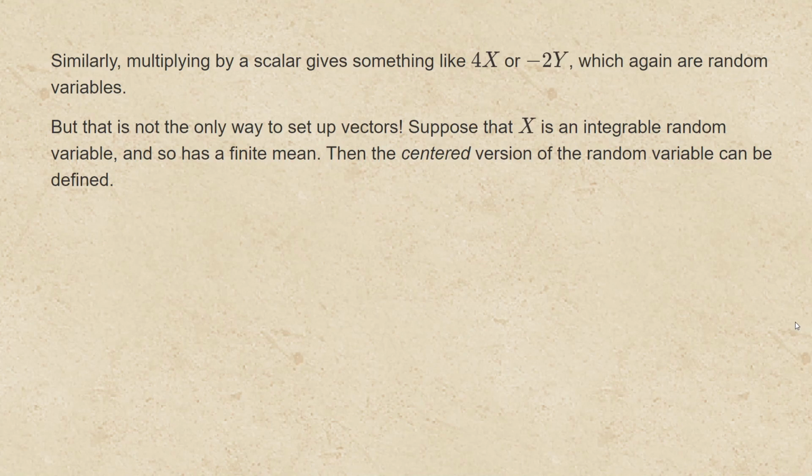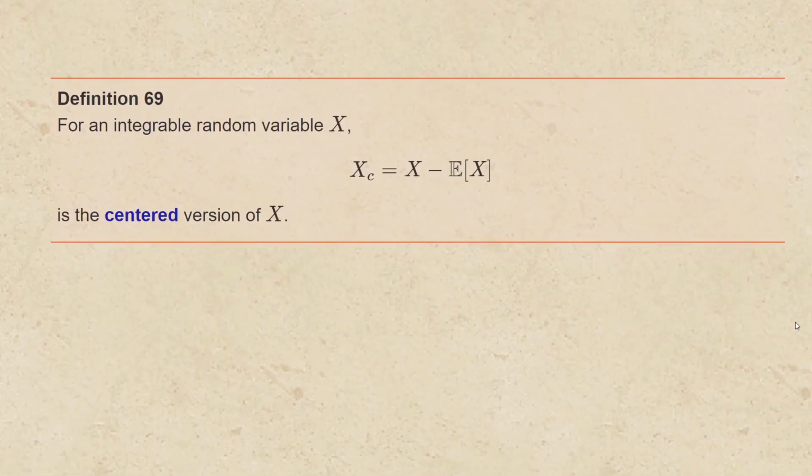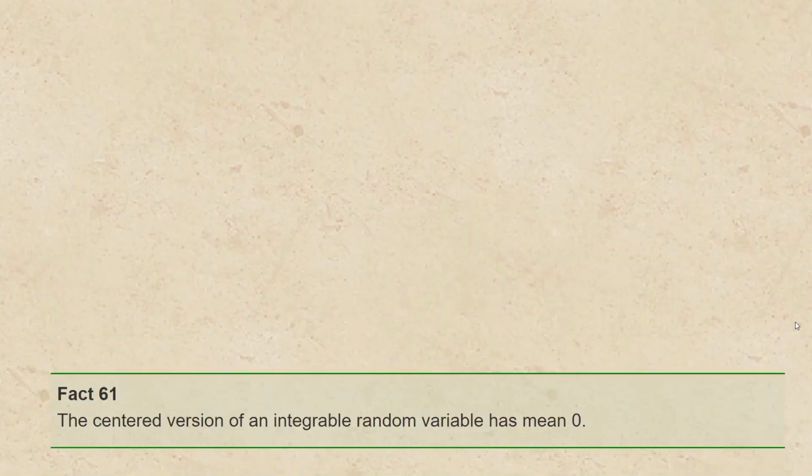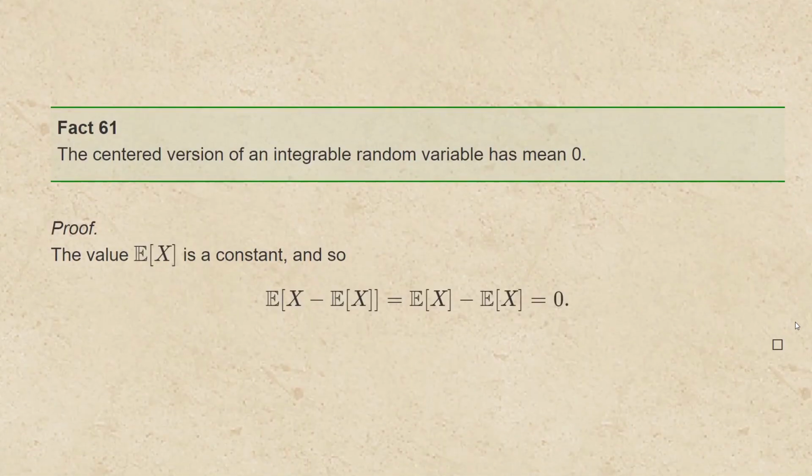Suppose that x is an integrable random variable and so has a finite mean. Then the centered version of the random variable can be defined. For an integrable random variable x, x sub c, which is x minus the mean of x, is the centered version of x. Now, the centered version of an integrable random variable always has mean 0. The value mean of x is a constant, and so the expected value of x minus its mean is the mean of x minus the mean of x, or just 0.